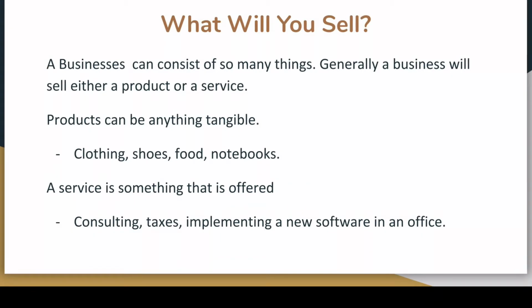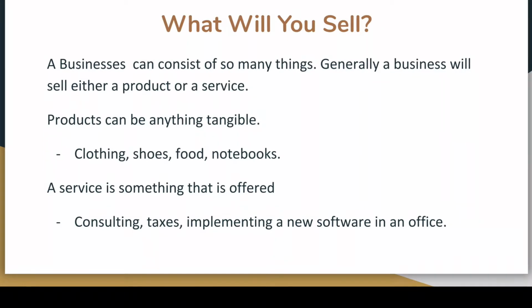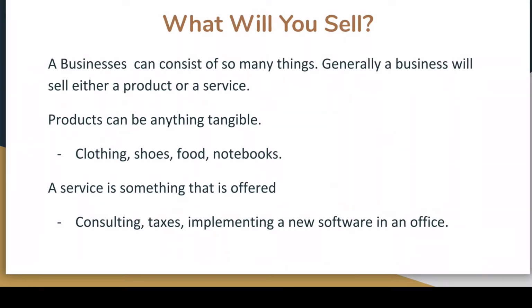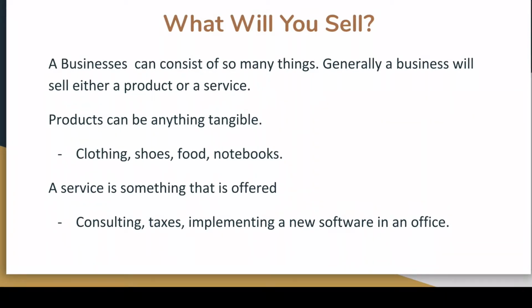The first thing that you're going to want to think about is what do you want to sell? What do you want your business to consist of? Businesses consist of either a product or a service. To define what a product is, it is something that's tangible, which means that you can actually touch it, such as clothing, shoes, food, notebooks, anything you use for your hair, lotion, you name it. Those are all considered products.